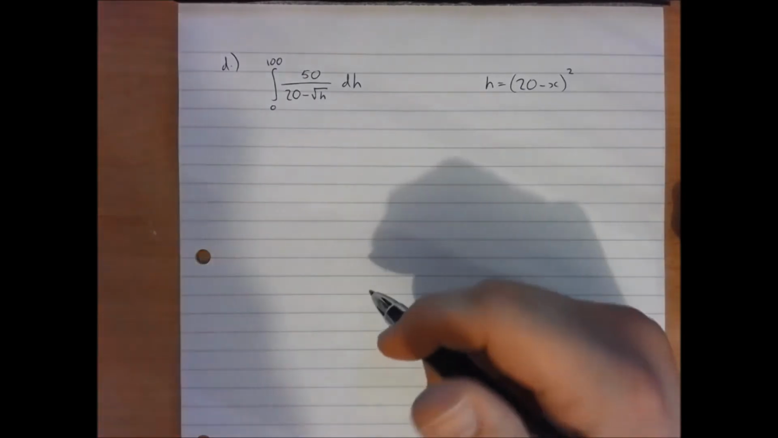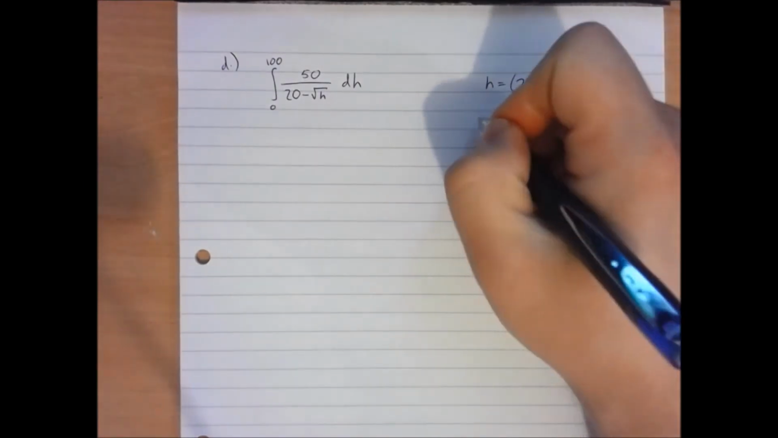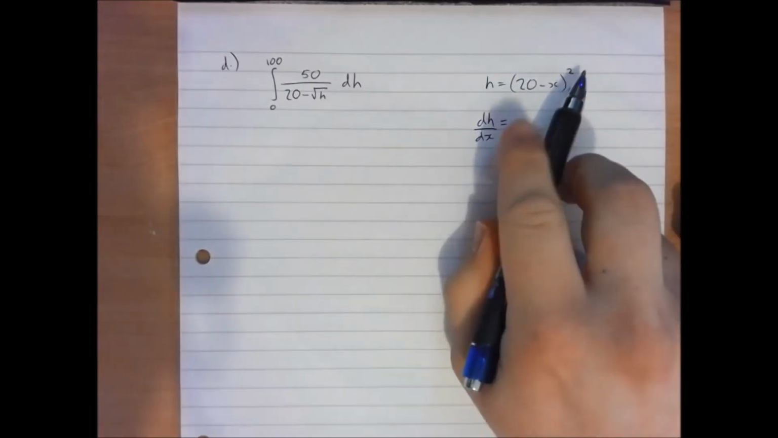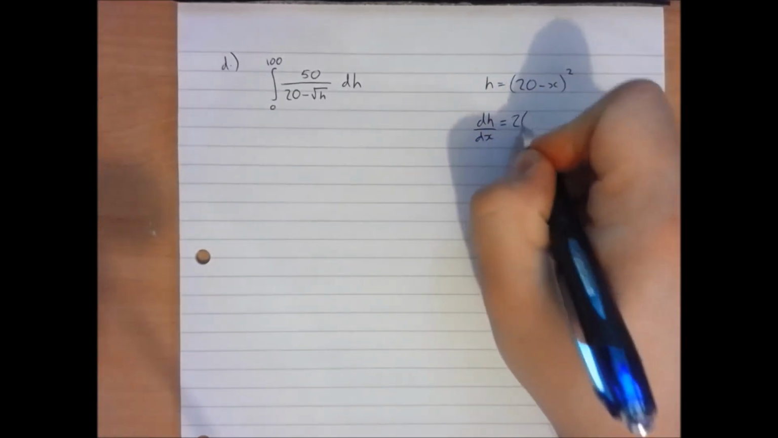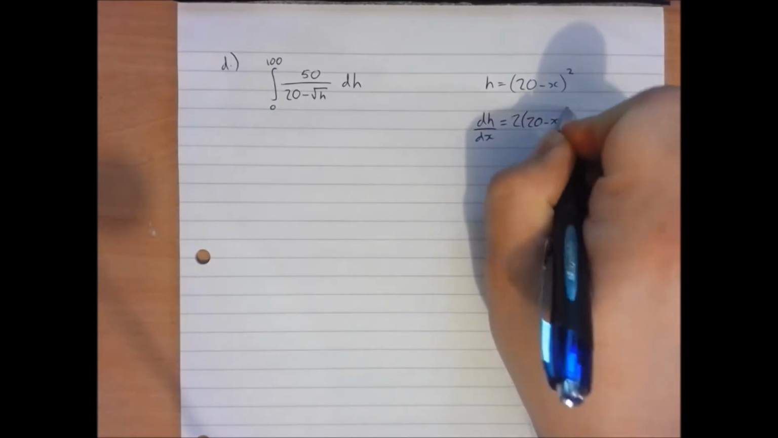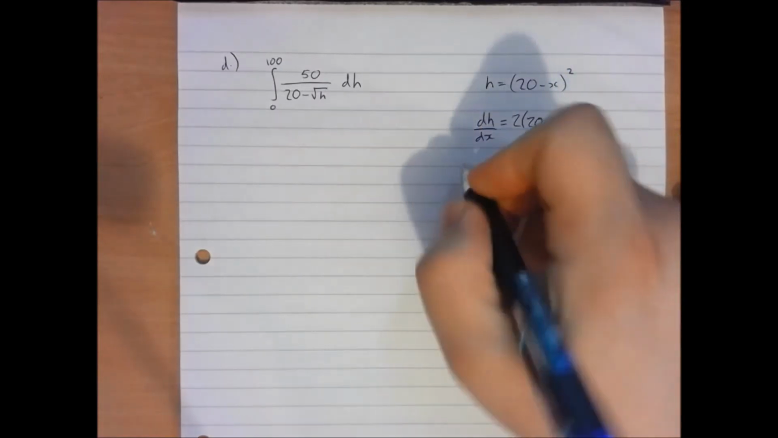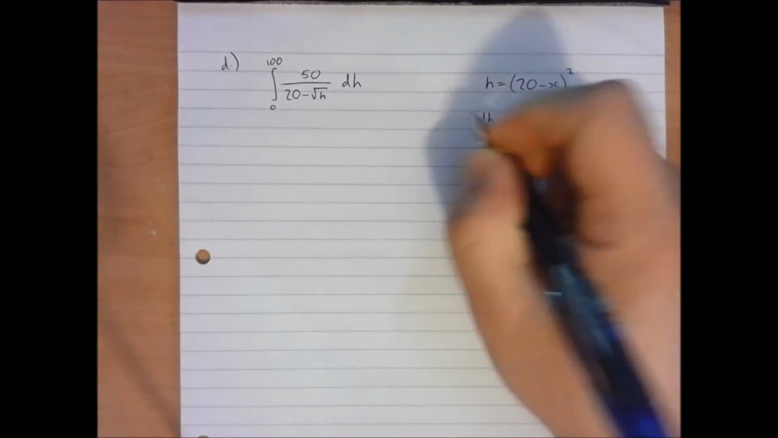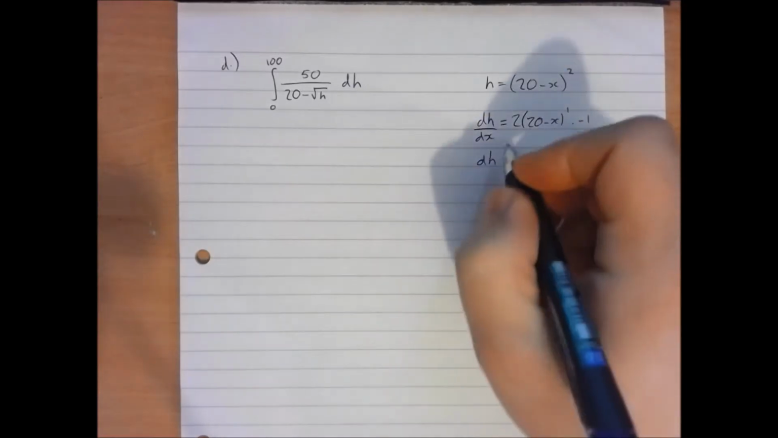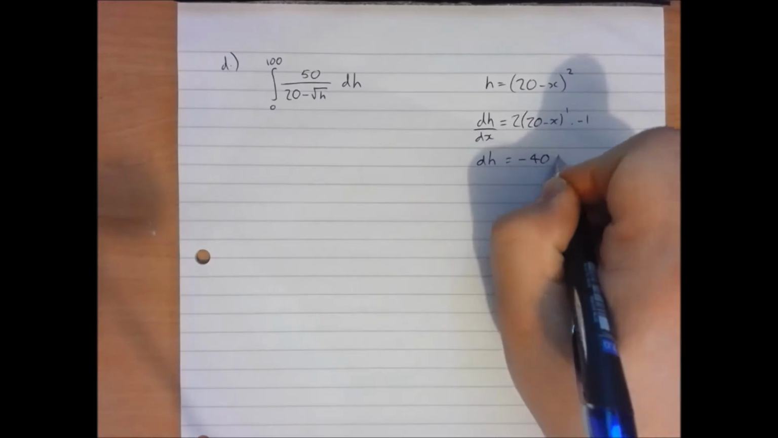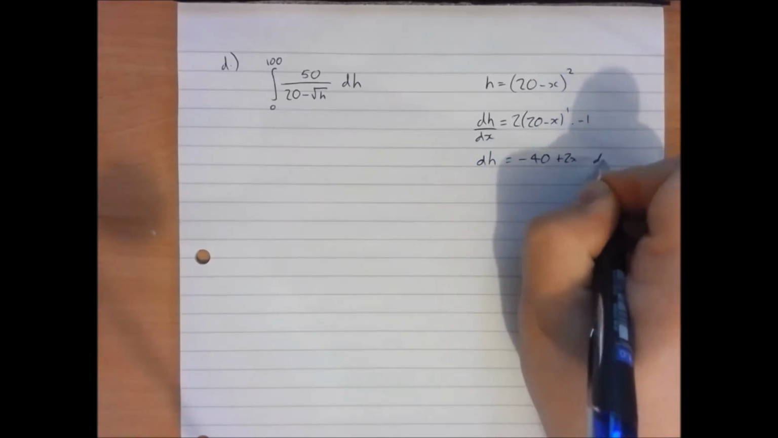In part D, we're given a substitution to allow us to solve this integral. The first thing you should do when you're given a substitution is differentiate it, and we can find dh/dx. This is an application of the chain rule. We're going to get two lots of the bracket to the power 1, and we're going to have to times that by the differential of the bracket, which is minus 1. With a little bit of rearrangement, I can separate up my dh/dx, and I can expand the bracket to get dh is equal to minus 40 plus 2x lots of dx.